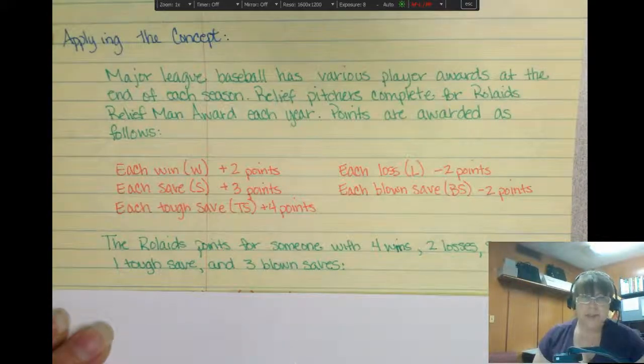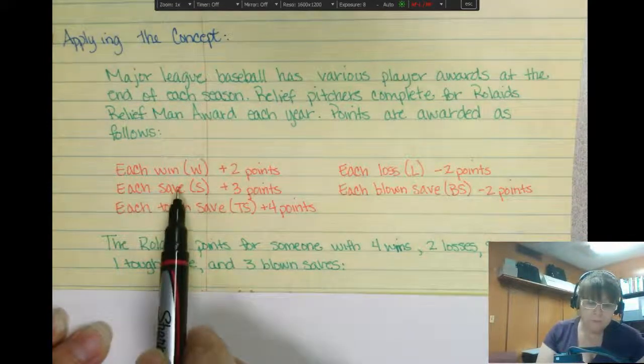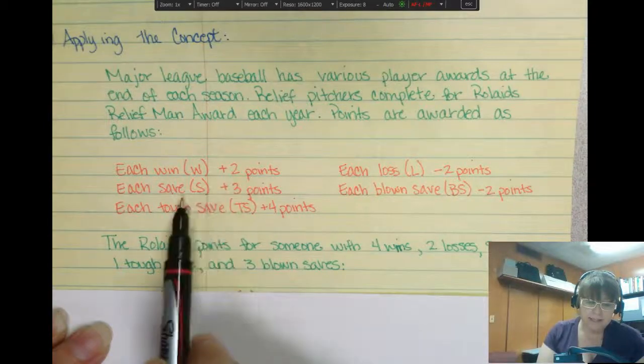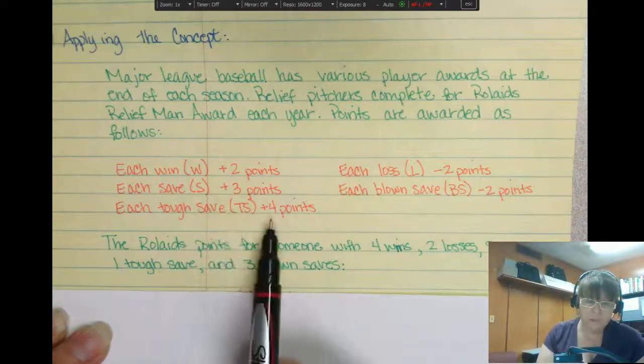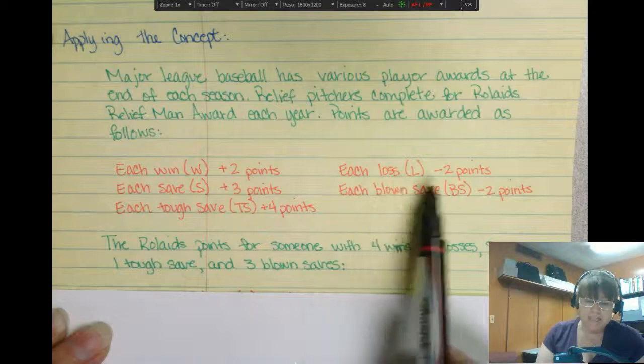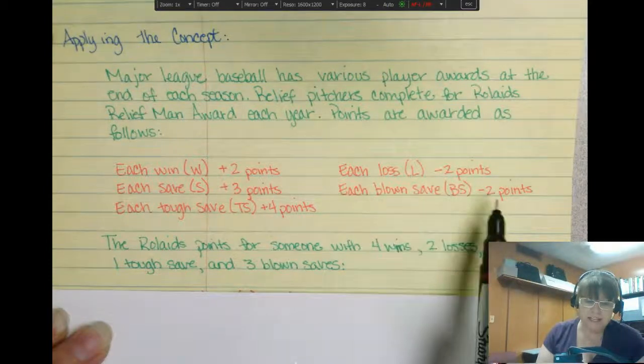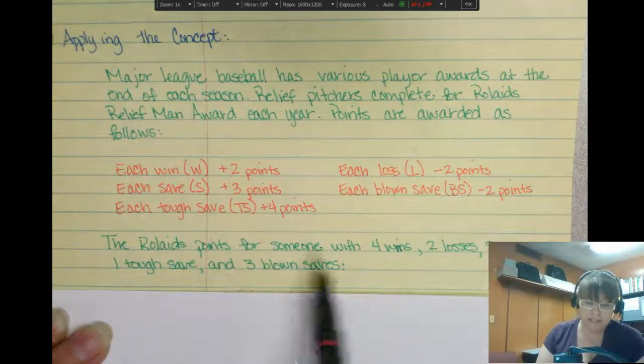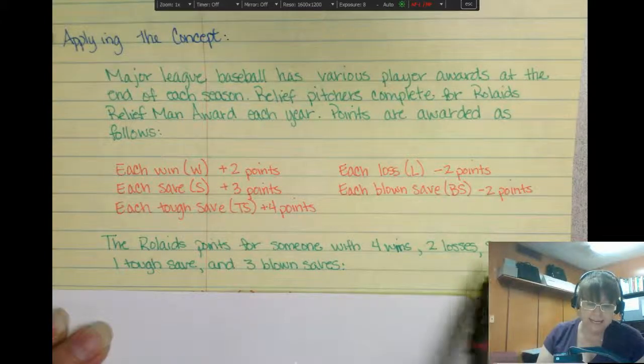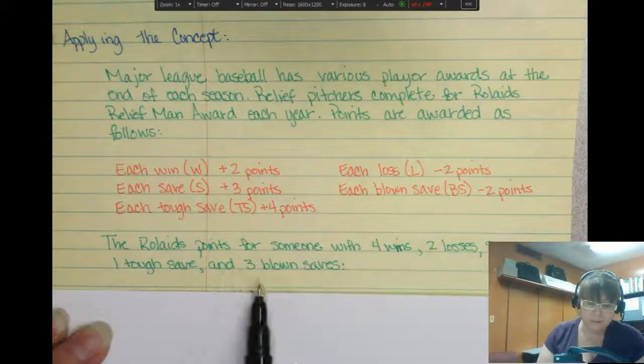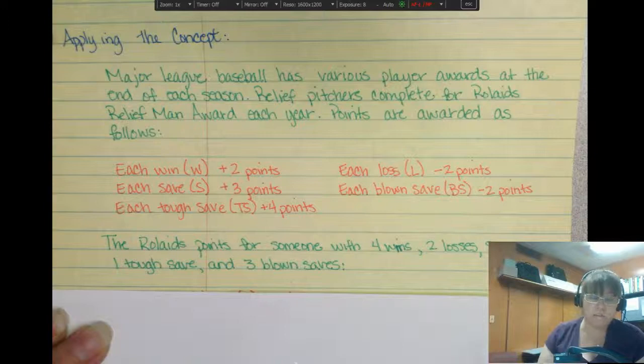Now if you're into baseball and you know what a relief pitcher is, apparently there's something called a Relief Man Award of the Year, and here are the points. If the relief pitcher wins, it's 2 points. A save is 3 points. A tough save is 4 points. A loss is -2 points, and a blown save is -2 points. If someone gets 4 wins, 2 losses, 8 saves, 1 tough save, and 3 blown saves, how many points do they earn?